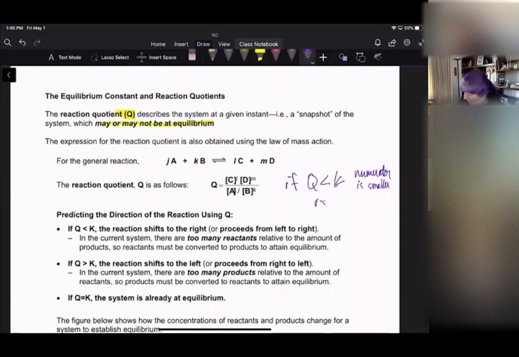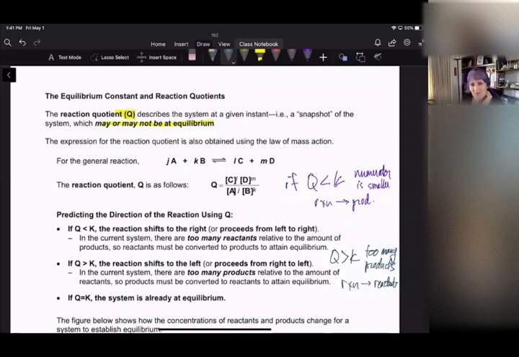So the reaction has to go towards products to reach equilibrium. If Q is greater than K, that means there's too many products. That means the numerator is too big. So the reaction is going to proceed back towards reactants to get Q to equal K. So if Q is less than K, it's still going forward, or tending to go forward, and if it's greater than K, it's going back.